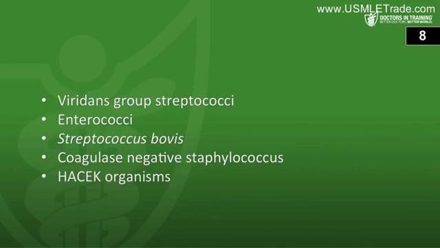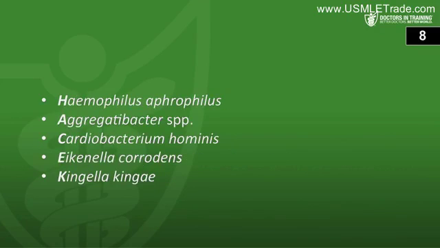The HACEK organisms, now these are not gram-positives, but you should know them as a possible cause of subacute infective endocarditis. HACEK stands for Haemophilus species, Aggregatibacter species, which was previously called Actinobacillus, Cardiobacterium hominis, Eikenella corrodens, and Kingella kingae.